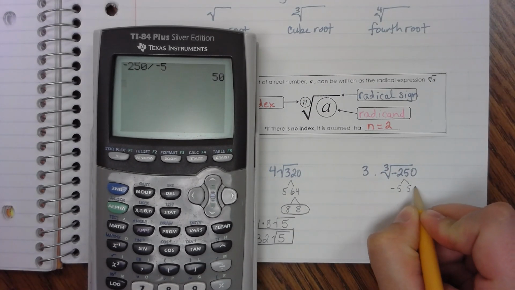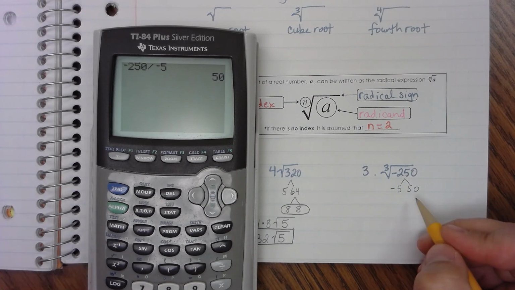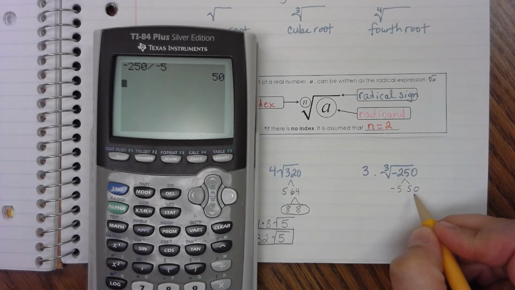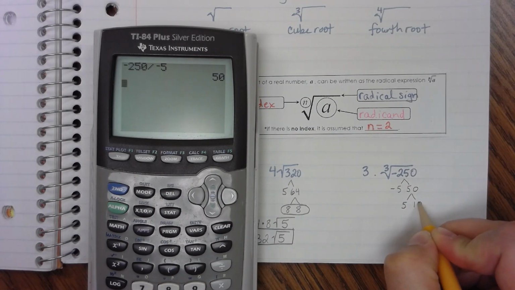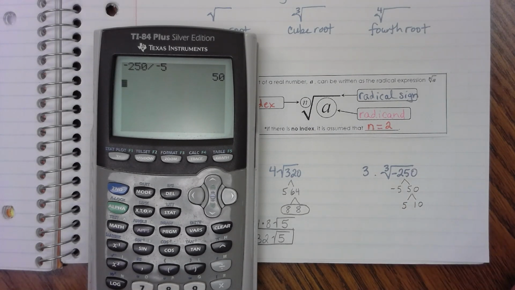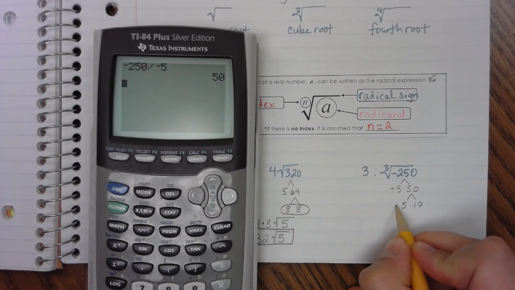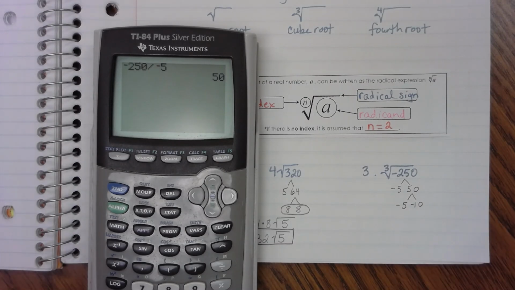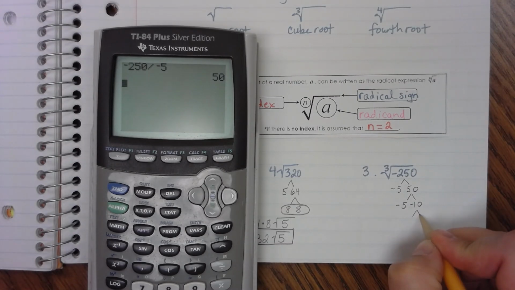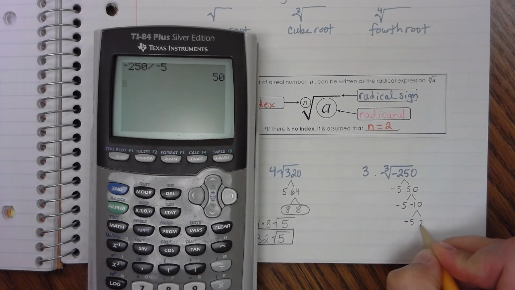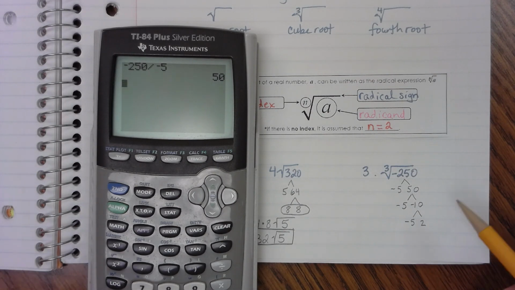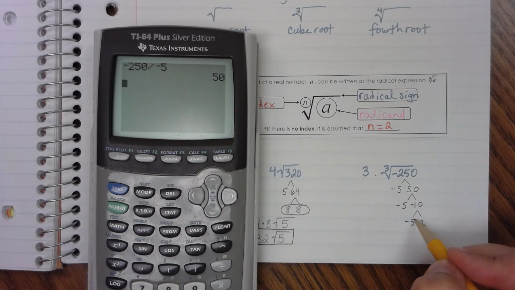And that gives me 50. I'm going to take 50 and divide it by 5. And that leaves me with a 10, which really could be a negative 5 and a negative 10. And negative 10 is divisible by 5 because it is a negative 5 and a positive 2. And the reason why I went negative is because I need the same number.